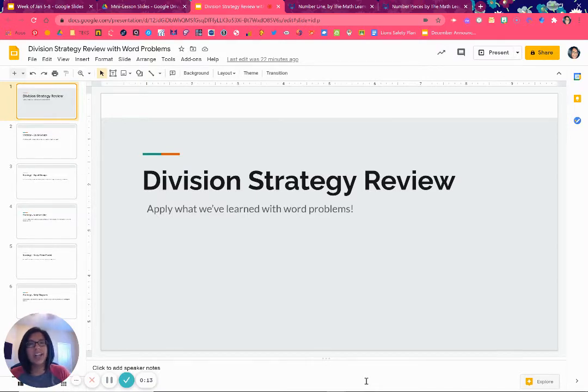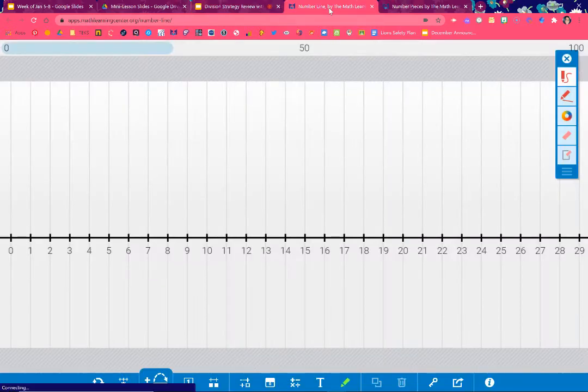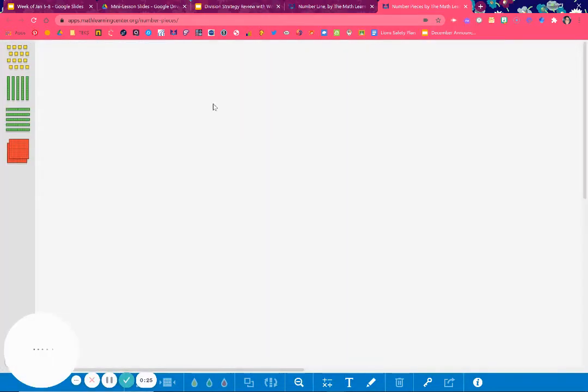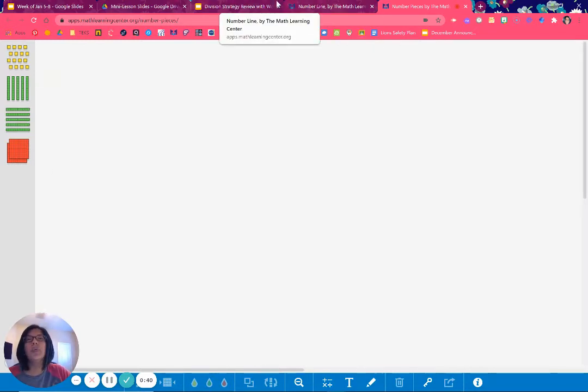If you are online, my Zoomers, I need you to have two separate tabs. I need you to make a tab for a number line of Math Learning Center, and I need you to make a tab for the base 10 blocks of Math Learning Center, okay? Those are the two tabs that you're going to need so that you can use the manipulatives, meaning the items, to solve and to do it along with me.